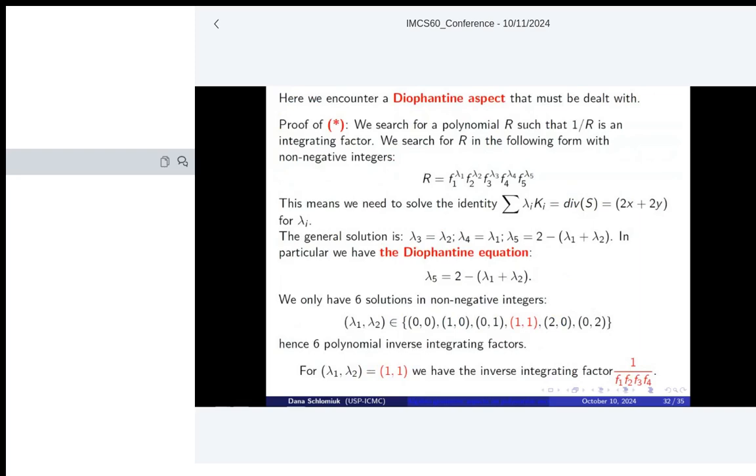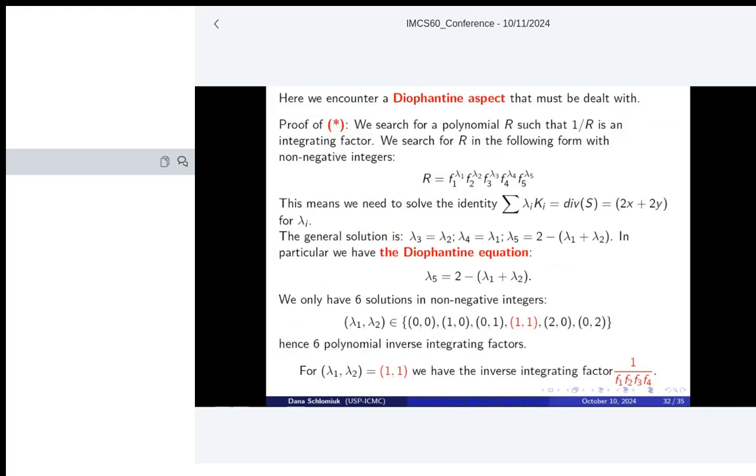Then here it is interesting that we have a Diophantine aspect, because if we search for a polynomial L such that 1 over R is an integrating factor, this means that we can search for R in the form of a product of powers of the invariant, of the 5 invariant lines. We write the identity that will give us the linear system of equations, and then we ask Mathematica to solve it, and we get this general solution.